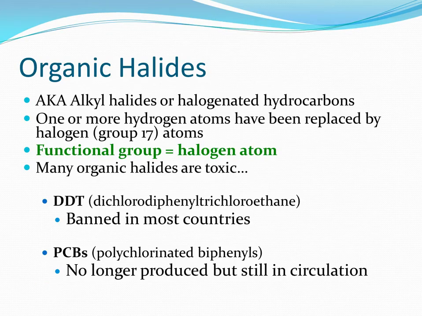Organic halides are organic molecules where the hydrogen has been replaced by a halogen atom. They are also sometimes called alkyl halides or halogenated hydrocarbons. In the case of organic halides, the functional group is the halogen atom that is bonded to the parent chain. Many well-known organic halides are toxic. DDT and PCBs are extremely dangerous to animals and humans.